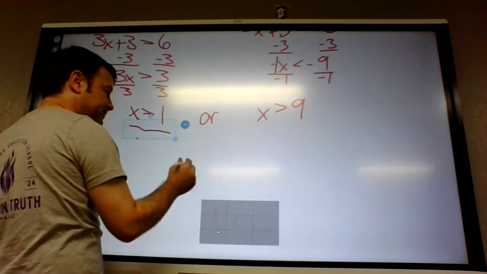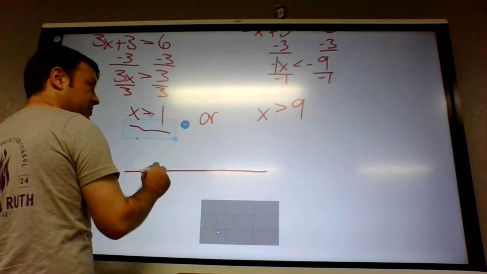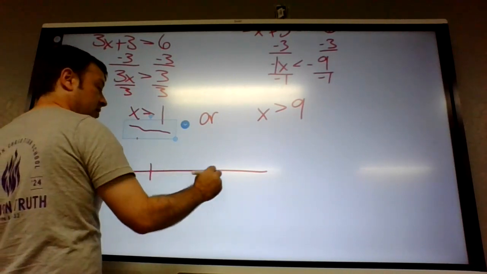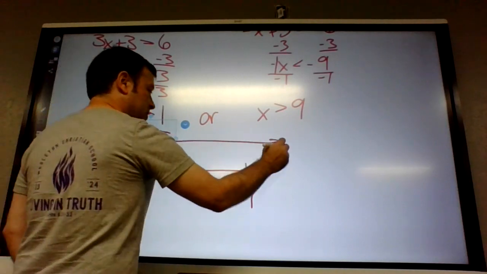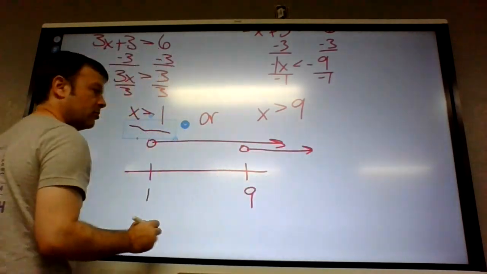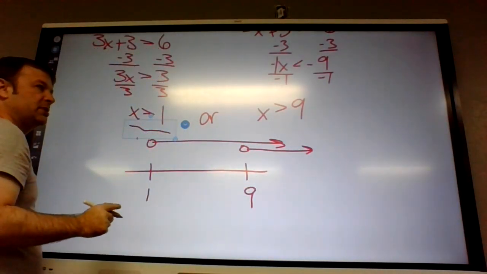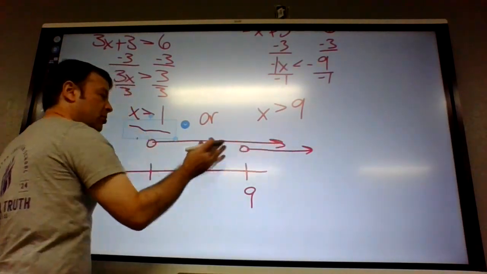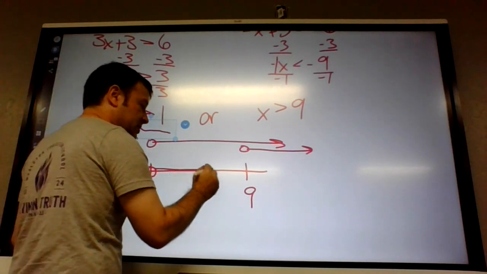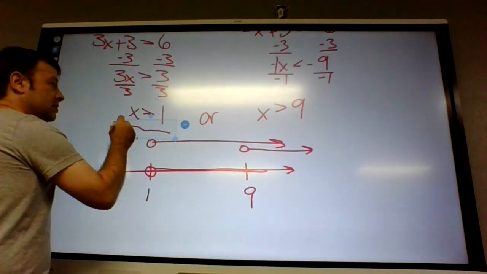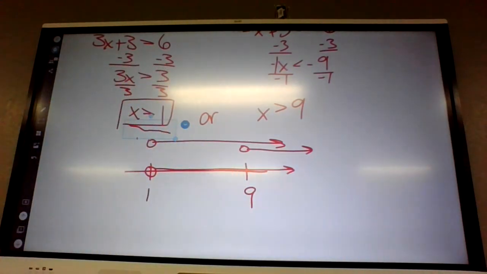But when we combine them, x is greater than 1. I'll just put 1 and 9 in there. X is greater than 1. Okay, if it's an or, what are we going to use? Where they both are, or everything? Everything. So really the answer is just this one. That's the bad thing. Yep. Greater than 1.